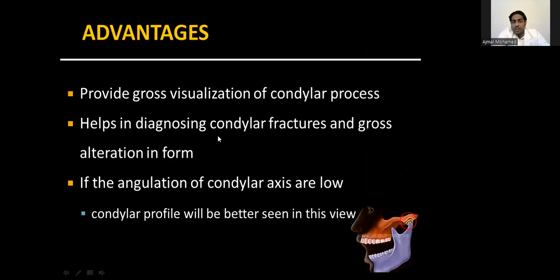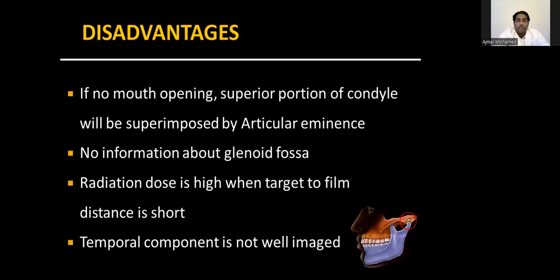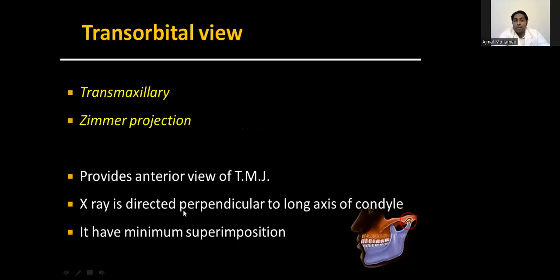The advantage is that it is easy for us to take this image, and the superimposition is actually less because of the open mouth technique. And if there is no mouth opening, as in case of trismus or any other pathology, definitely there will be superimposition. And you cannot find any information about the glenoid fossa, that is one disadvantage. And the radiation dose is high when the target to film distance is short. This is called the Parma modification or Parma projection.